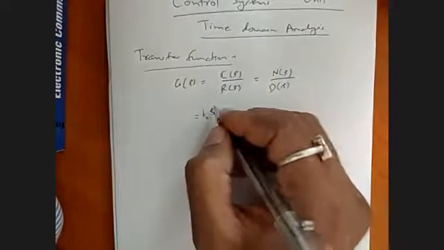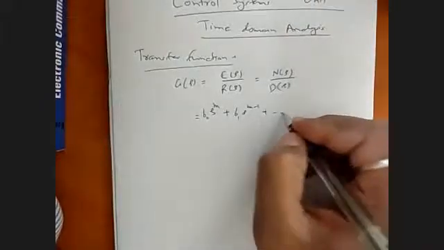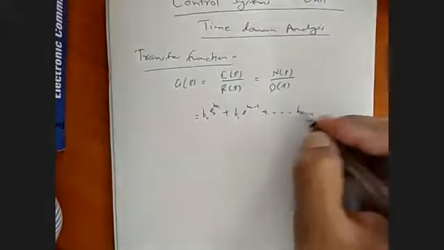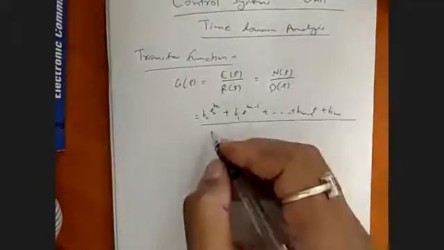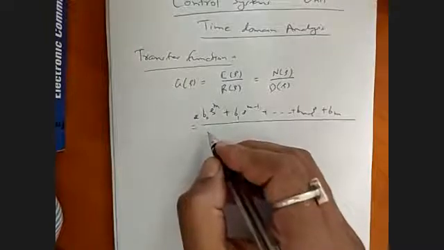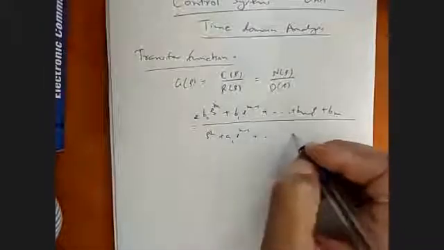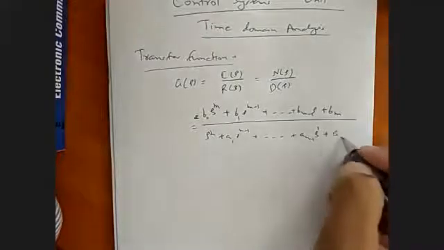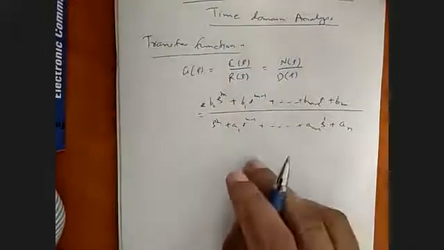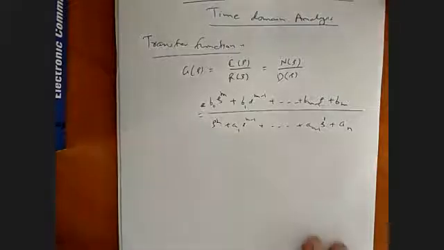b0 s^m plus b1 s^(m-1) plus ... b(m-1) s plus bm, divided by s^n plus a1 s^(n-1) plus ... a(n-1) s plus an. So N(s) numerator polynomial and denominator polynomial both will be polynomials of s.